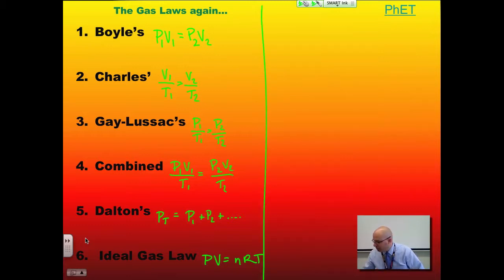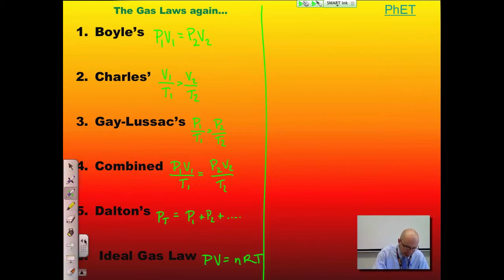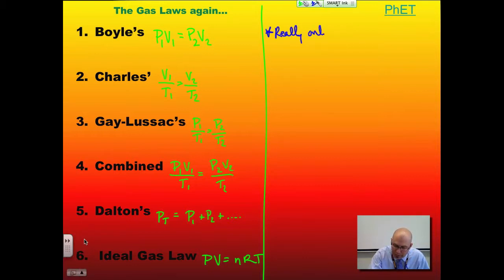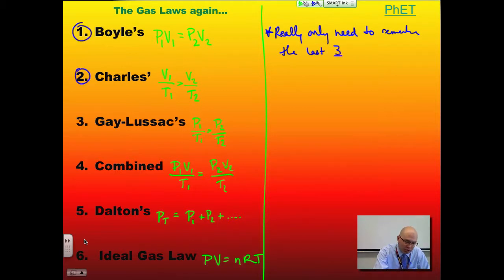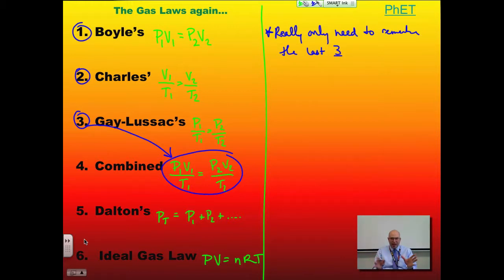Now there are some things that you just want to remember and keep simple. You really only need to remember the last three, okay? Because Boyle's, Charles's, and Gay-Lussac's combine into this one. And if you don't have a change in any of those variables, if temperature remains constant, cross it out of your combined and use PV equals PV. So you really only need to know that one.